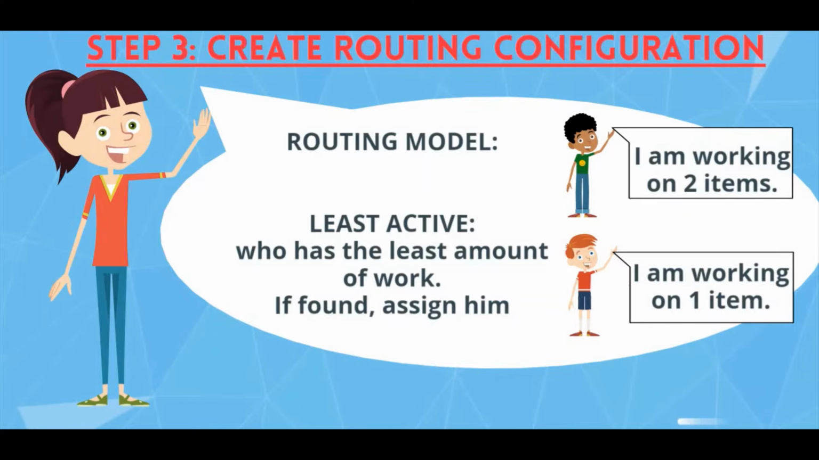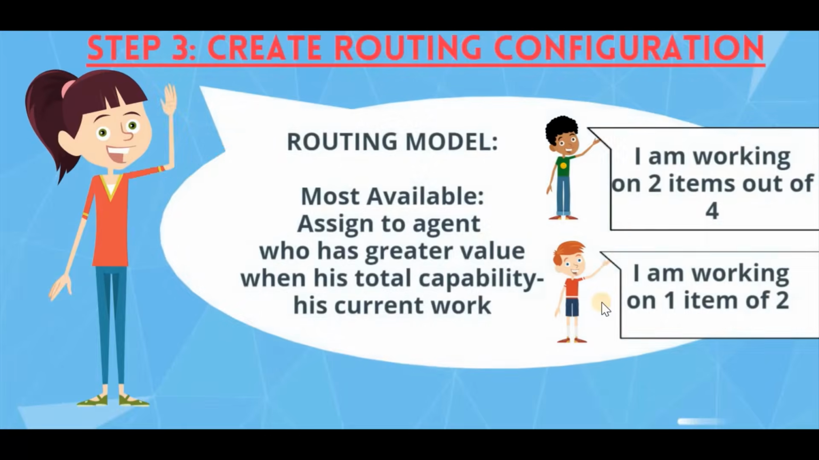As the second person is having the least amount of work, OmniChannel will assign the work to the second person, who is having only 1 item. Now going to the second routing model. OmniChannel assigns to the agent who is having the greater value when his current work is deducted from his total capability. Didn't understand? That's okay. Let me tell you an example here.